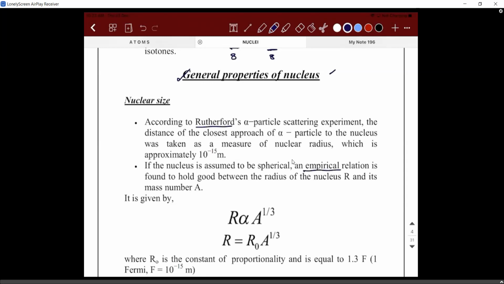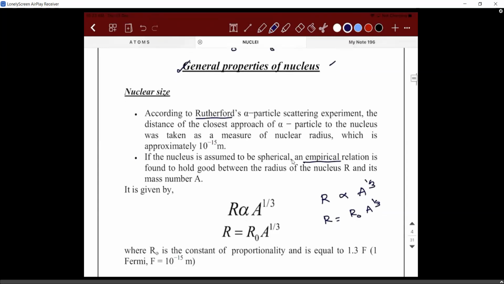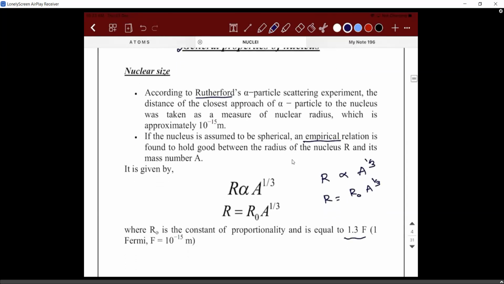For this nucleus, there was an empirical relation given. It was theoretically framed that the radius of the nucleus was observed to be directly proportional to the cube root of the mass number. So R is directly proportional to A power 1 by 3. When you remove the proportionality symbol, R will be equal to R naught into A power 1 by 3, where R naught is the constant of proportionality and its value is equal to 1.3 Fermi. Fermi is 10 power minus 15 meters. It is also called a femtometer.